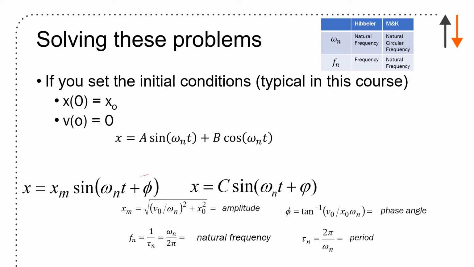Tau_n is the period, and it's just going to be 2 pi over omega_n. Omega_n, again, is the natural circular frequency, and that's the period of the vibration. The natural frequency is the inverse, 1 over tau_n. It's omega_n divided by 2 pi. So natural frequency is f_n. Natural circular frequency is going to be omega_n.